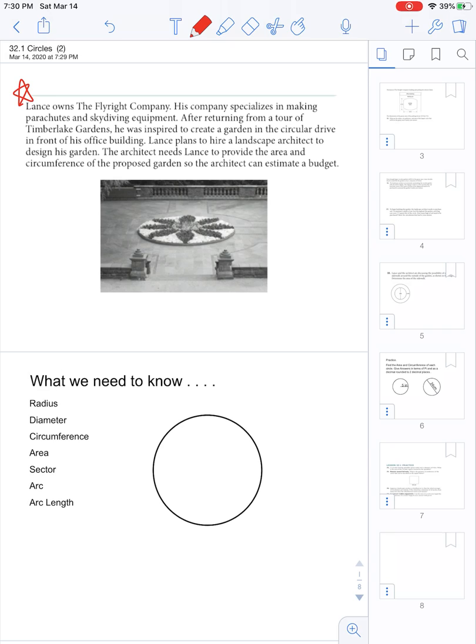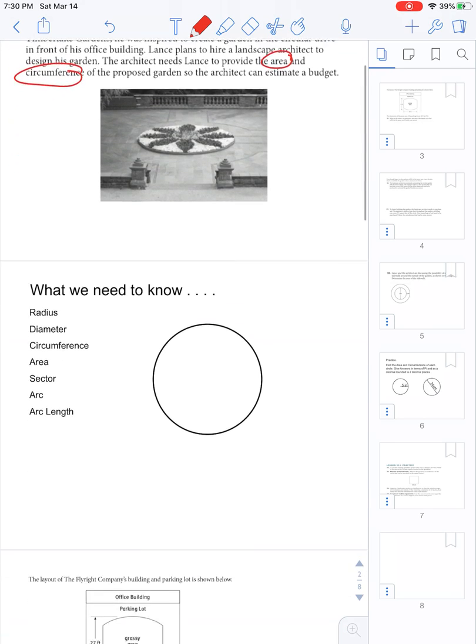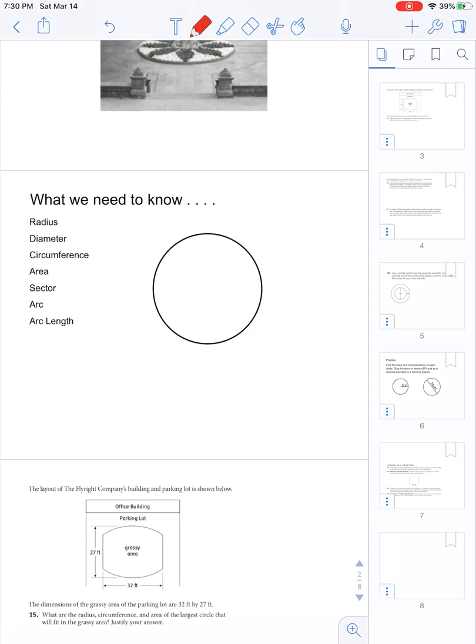Lance plans to hire a landscape architect to design his garden. The architect needs Lance to provide the area and circumference of the proposed garden so the architect can estimate a budget. There's a few things we need to know about circles in general as we jump into this unit, some of which you already know.